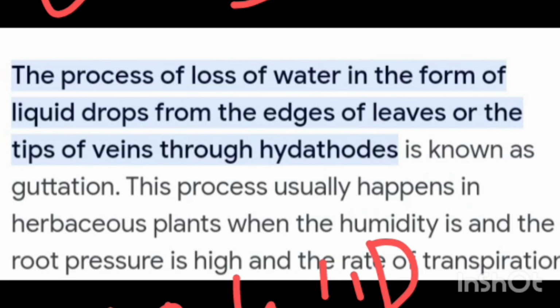hydathodes is known as guttation, and this process usually happens in the herbaceous plants when the humidity is high and the root pressure is high and the rate of transpiration is low. जब root pressure high होगा तो in the case of herbaceous plants the process होगा to minimize the effect of root pressure.